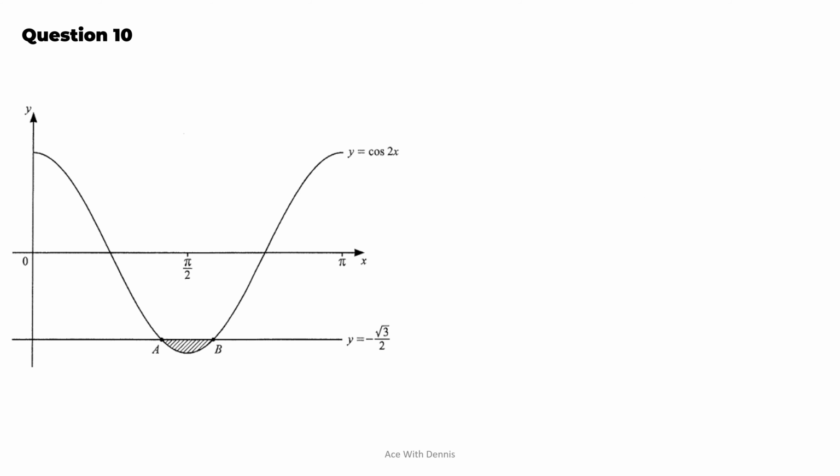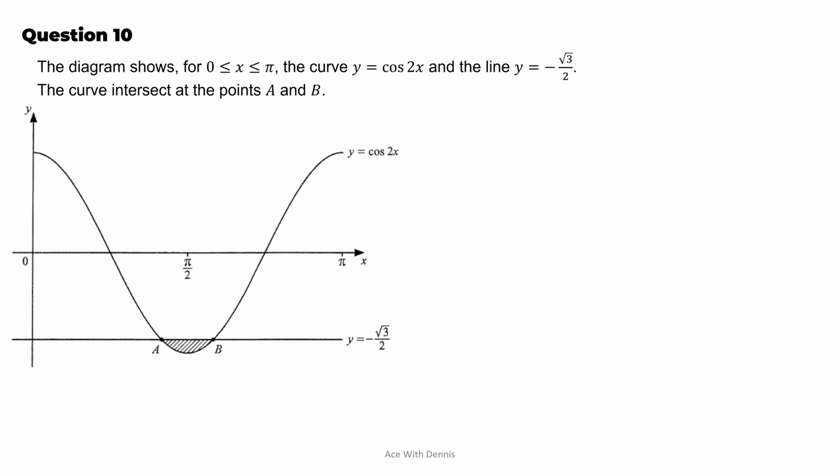Question 10. Given this diagram, the diagram shows, for the x range from 0 to pi inclusive, the curve y equals cosine 2x and the line y equals -3/2. The curve and line intersect at points A and B, as described in this diagram. Firstly, find the x-coordinates of A and B, 3 marks. I think this question will be pretty straightforward.